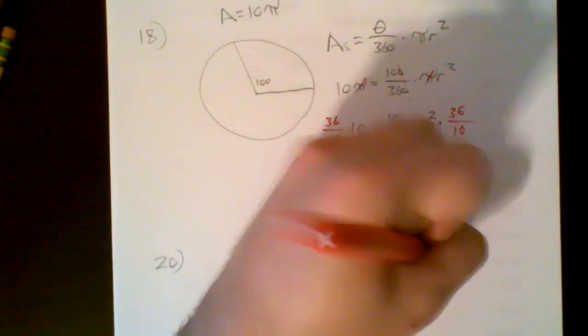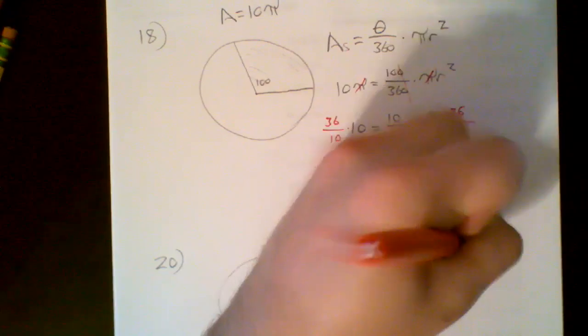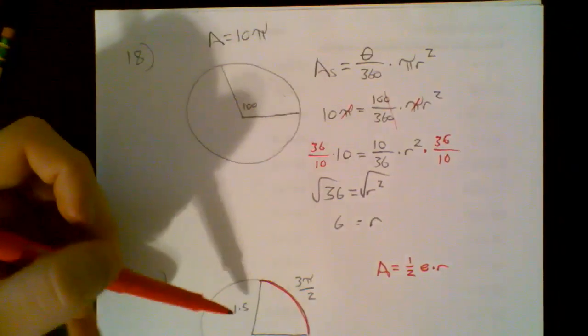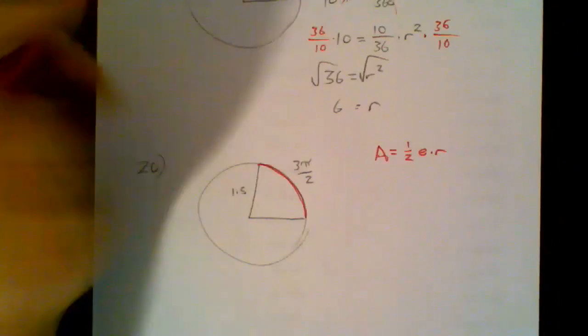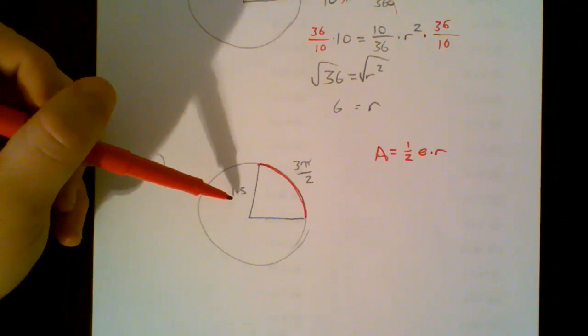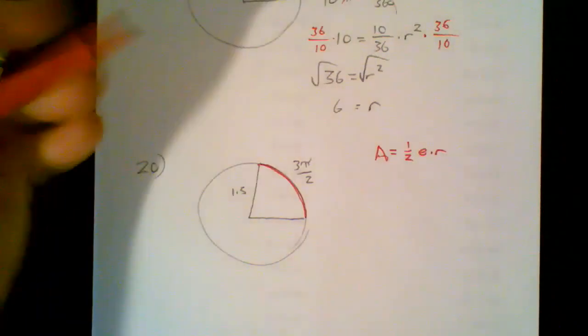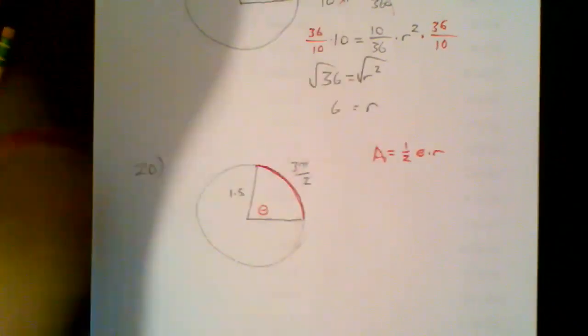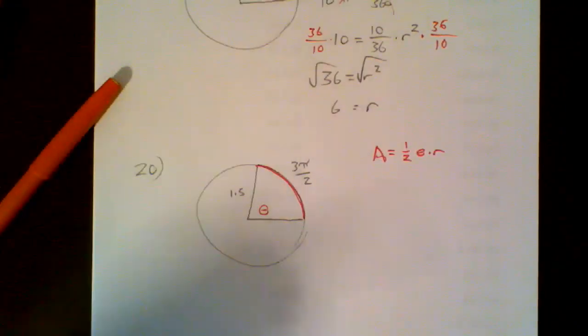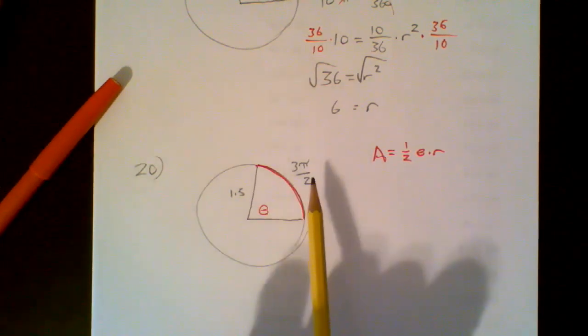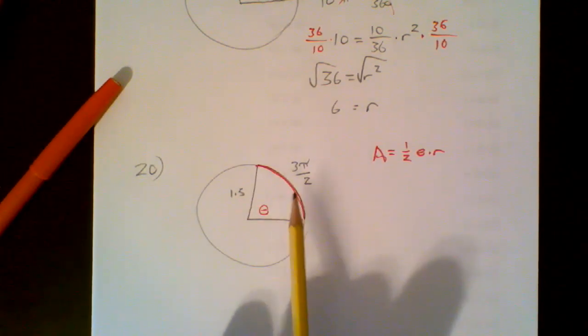If I'm looking for the area, I know the area is equal to 1/2 theta times r squared. I know the radius is 1.5. I don't know the area, and I don't know theta. All right, so this is going to be a two-step problem. We need to find theta first. Since they do give us an arc length, we need to use that.